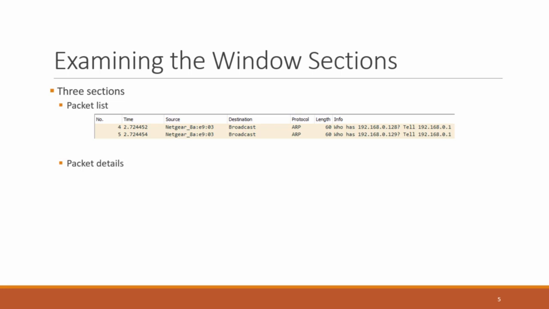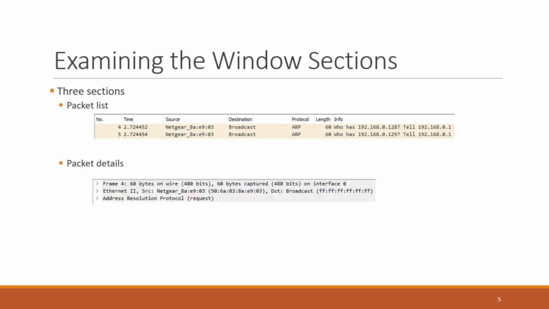Now the packet details, which is located in the middle window, is where we get into the actual frame. As you see here on the image, we have the frame. Encapsulated inside that frame is Ethernet traffic, and inside the Ethernet traffic, we have Address Resolution Protocol. This middle window is where you expand and view additional details of the packet, what we call the header, which we'll learn more about as we continue and build your skill set.